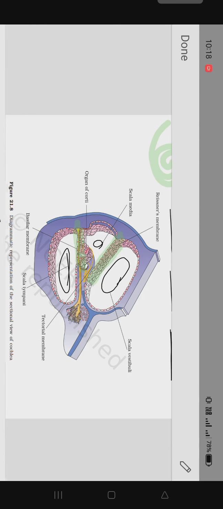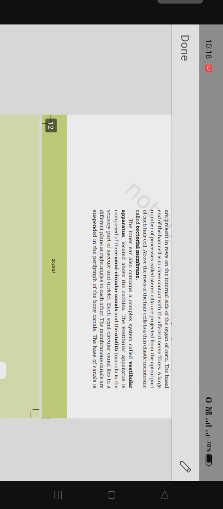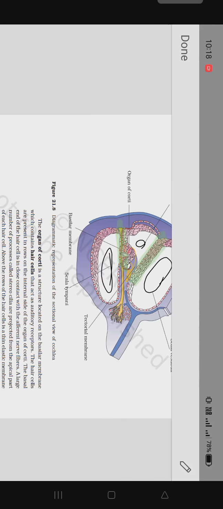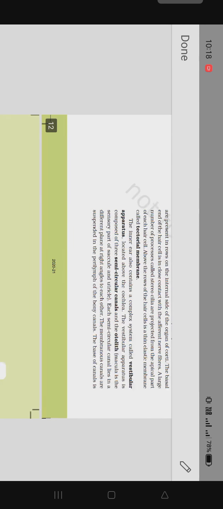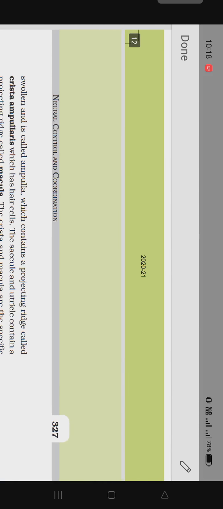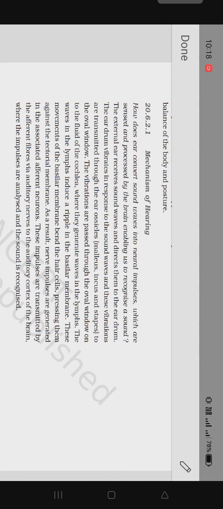We are not studying the organ of Corti and all that right now. For this I'll make a separate video. In that video, I will tell you what the organ of Corti is, what the inner ear is, how the hair cells and tectorial membrane work together, what the semicircular canals are, what the utricle and saccule are, how they help in the maintenance of body balance, and what the mechanism of hearing is.